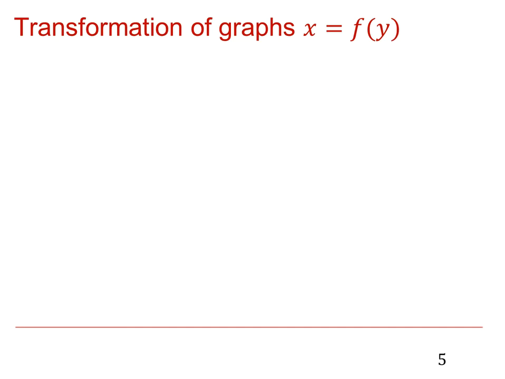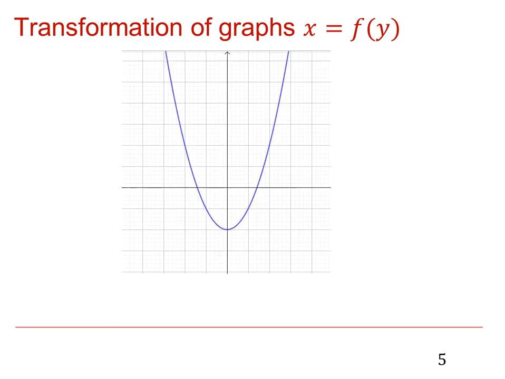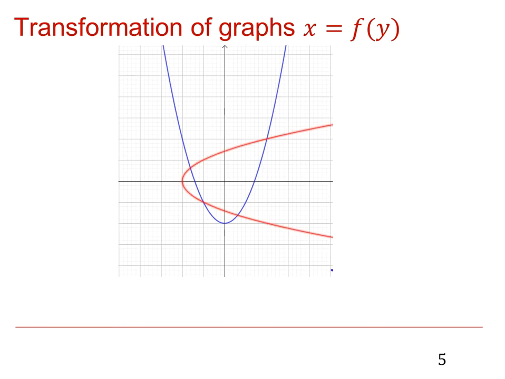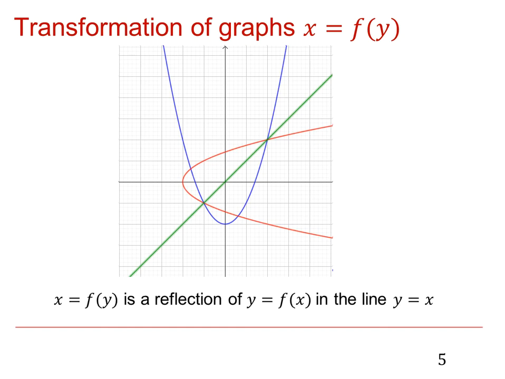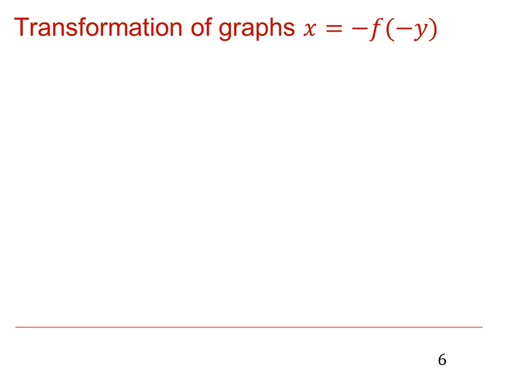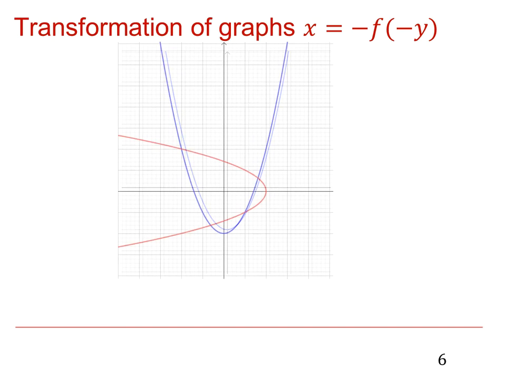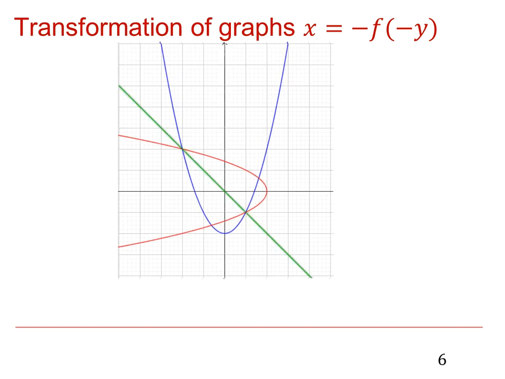Transforming the graph by changing it from y equals f of x to x equals f of y, this time we have a reflection in the line y equals x. Whereas if we look at x equals minus f of minus y, this time it's a reflection in the line y equals minus x.